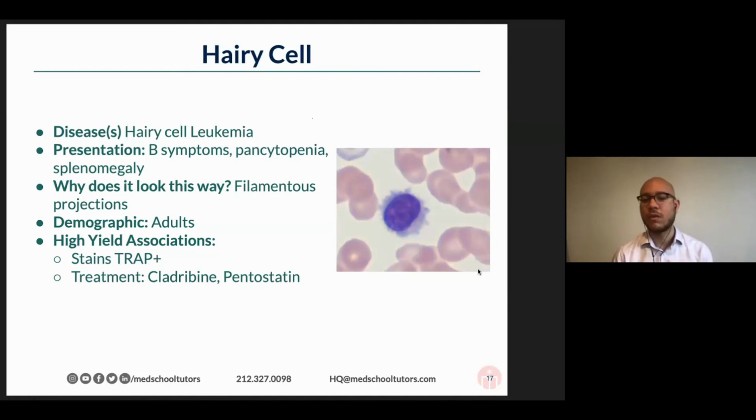You all were all over it in terms of the treatments, historically cladribine and pentostatin. Of course, if this was a HEMONC boards, you would have to know second and third line and the pivotal trials. But for you all, cladribine and pentostatin is what's in First Aid. And another basic science point, this is TRAP positive. In the chat, someone's put, it traps the hairy monster. I love that. It's such a vivid image to remember hairy cell leukemia. Relatively rare, but if it shows on the exam, you don't want to miss it because it's easy points. The image points right towards the diagnosis.